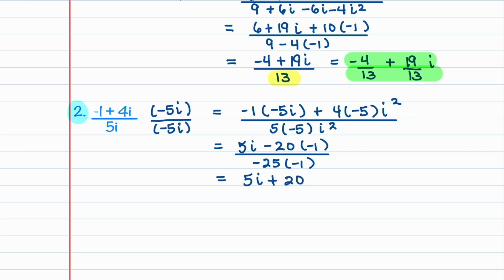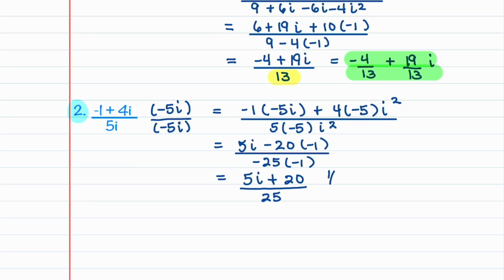We'll have to rewrite that and change the order here in a minute. And then in the denominator, we just have a 25. Notice that each of those terms is divisible by 5. So let's divide the top terms by 5 and the bottom terms by 5. This gives us i plus 4, all divided by 5.